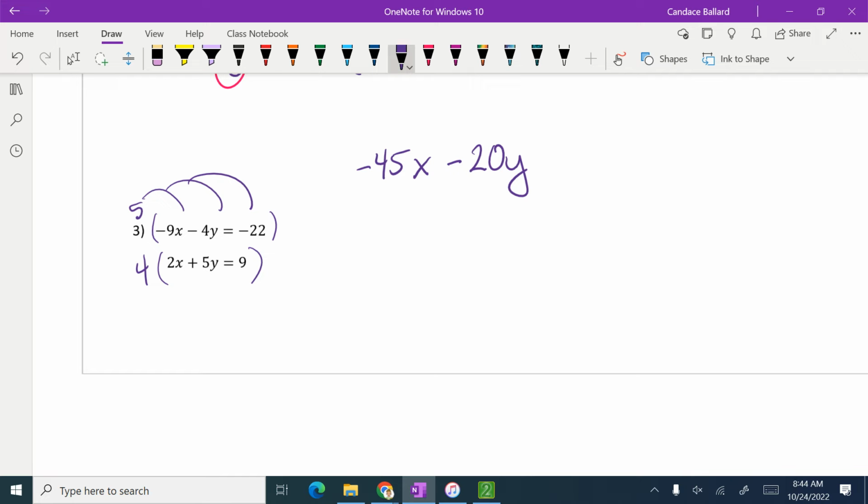110? Okay. Negative 110, right? Because I've got a negative in there. All right. I'm going to distribute this 4 across all three things. So 4 times 2x is 8x. 4 times 5y is 20y. 4 times 9 is? Good.